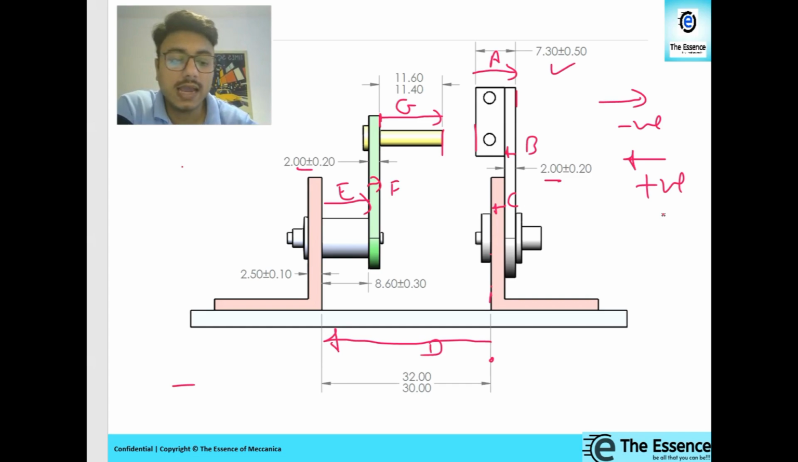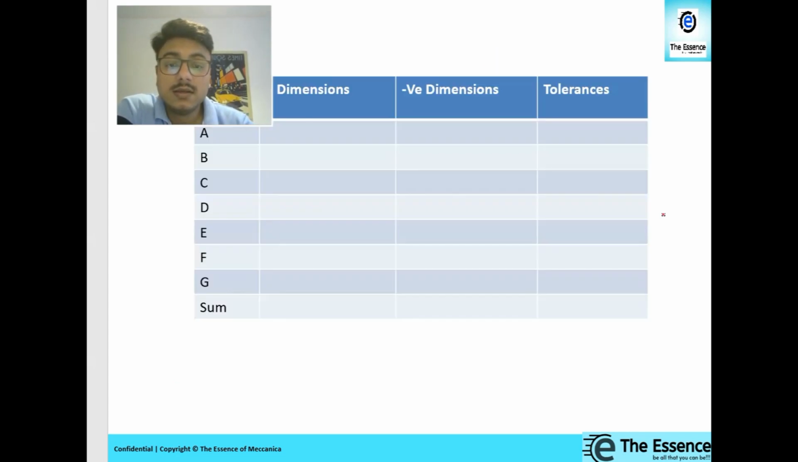Now moving ahead, you can prepare this table, right? And let me know the values. You can put the positive dimensions, negative dimensions, and tolerances, and you can see how much it is getting.